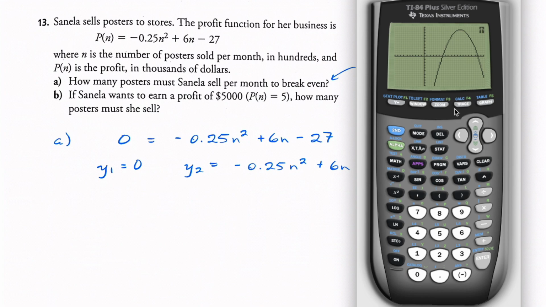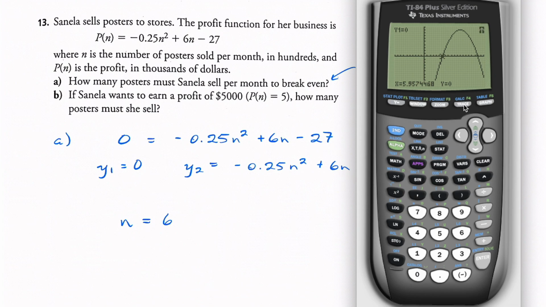So let's go second, trace, and we want to find where the lines intersect, number 5. Okay, on the first curve, you can see I'm on that first one, y equals 0. So click enter. On the second curve, you can see I'm on the parabola. Move closer to the point, enter, and then one more time for it to guess. Okay, so I got x equals 6, but for us we were using the variable n, so that's n equals 6.